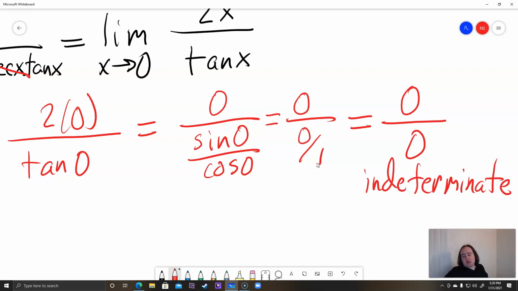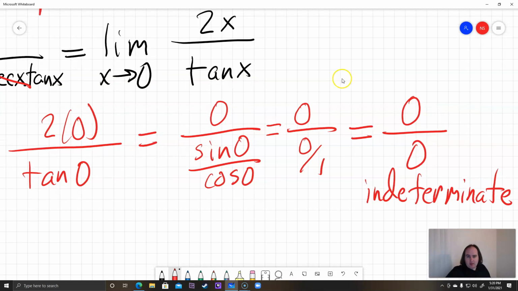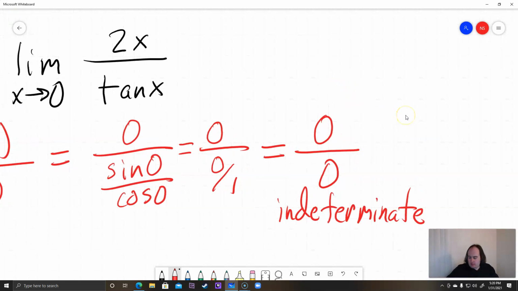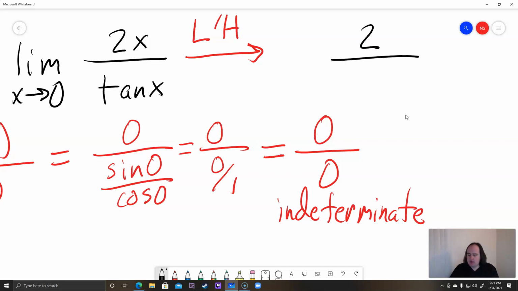Okay, if it's indeterminate, you have not determined the value of the limit yet, which means what do? You take the derivative of the top and the bottom again. So we apply L'Hopital's rule once again. On the top, the derivative of 2x is just going to be 2. And on the bottom, the derivative of tangent is secant squared of x. I remember that one for sure.